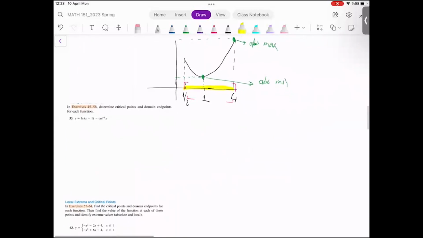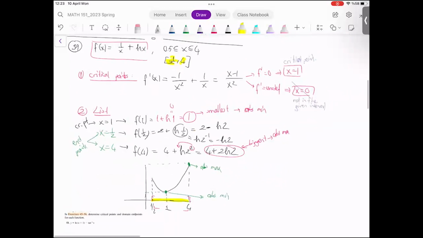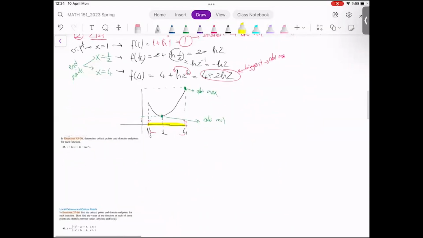I think we can continue with the next example now, if no questions about this one. Any questions? Okay, let's move to the next one.